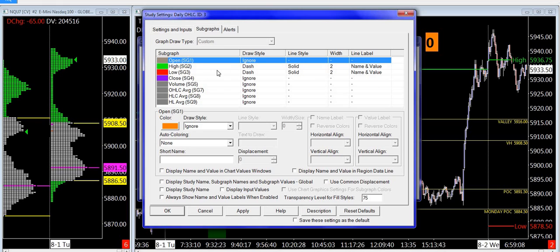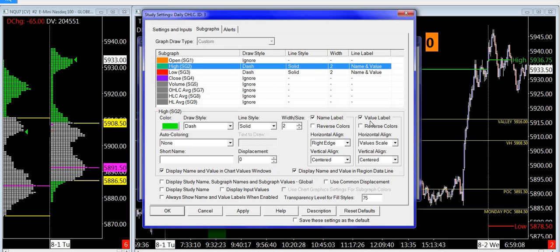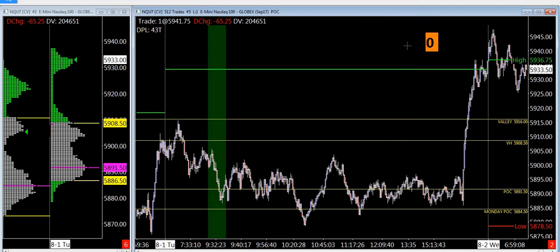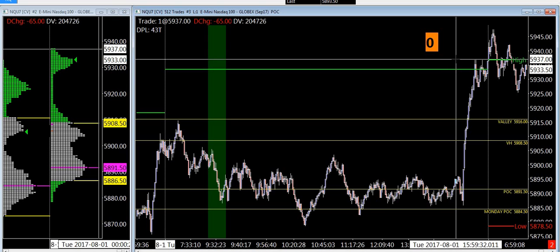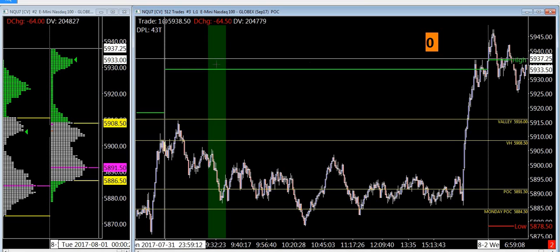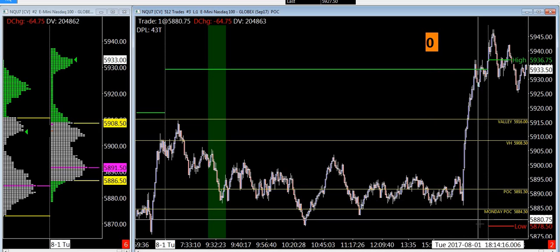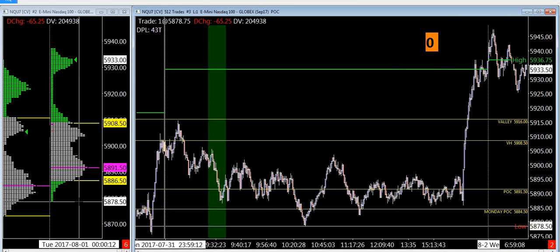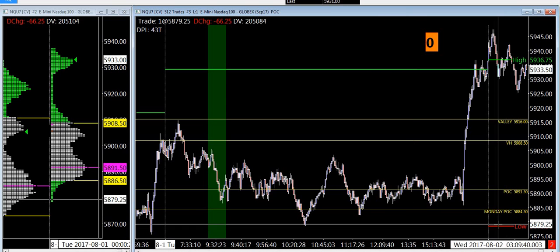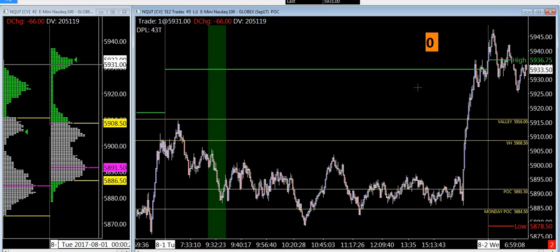This way I don't have to put a line on there, and I click the name and the value, and what you can see is the line right here, high. It's showing me my extreme level. You can see over here is the profile from Monday for today, and you can see that the low is the extreme. So I have the high and the low from yesterday.